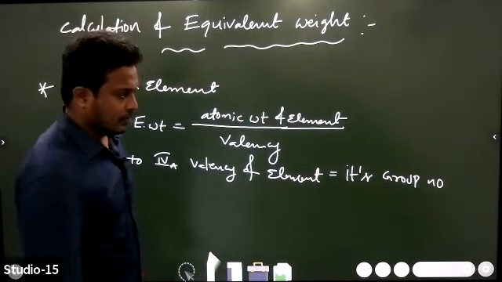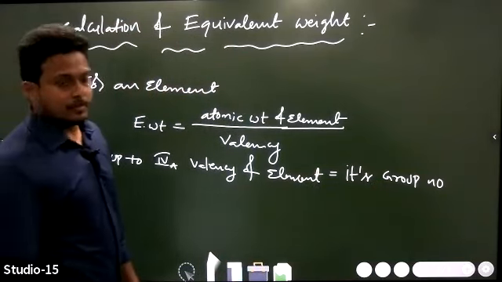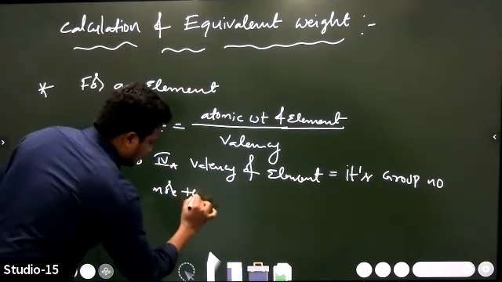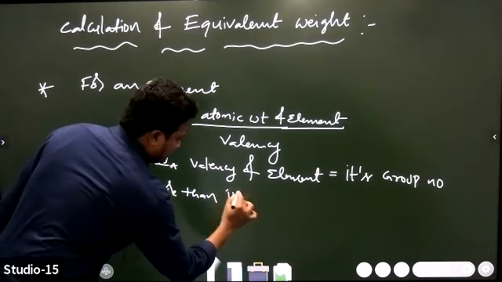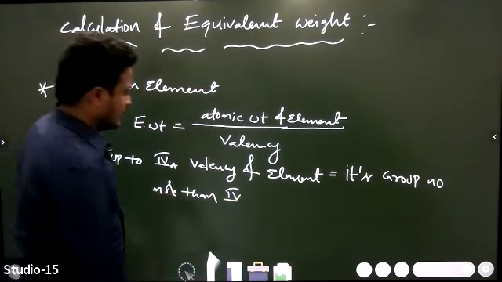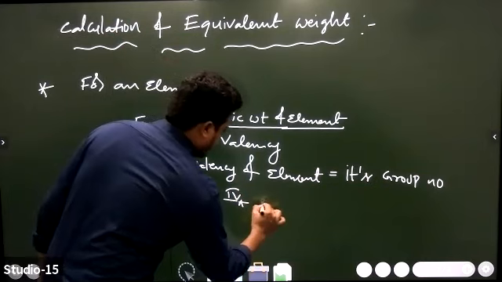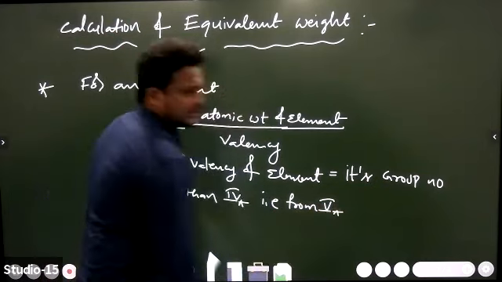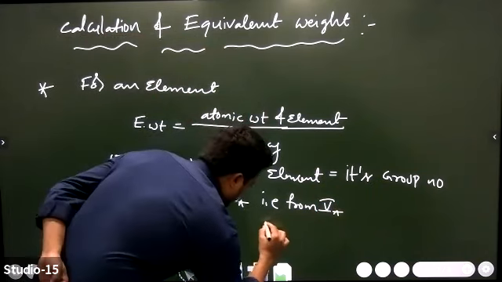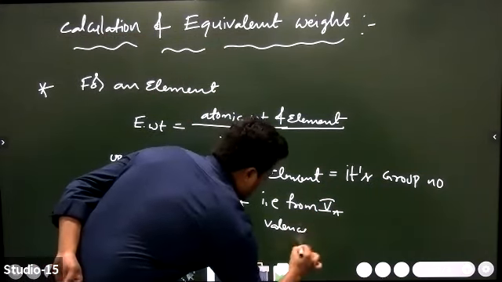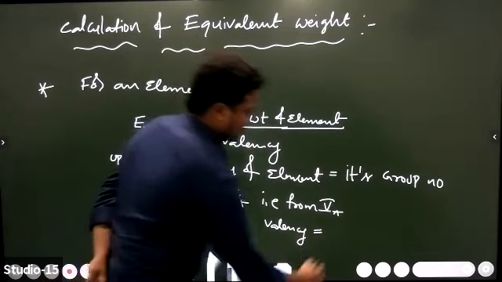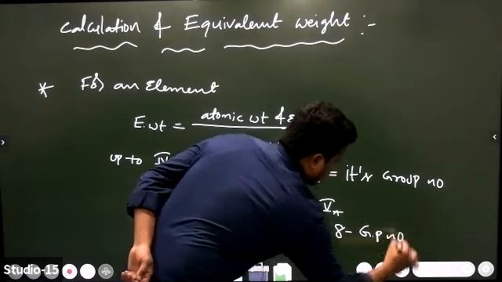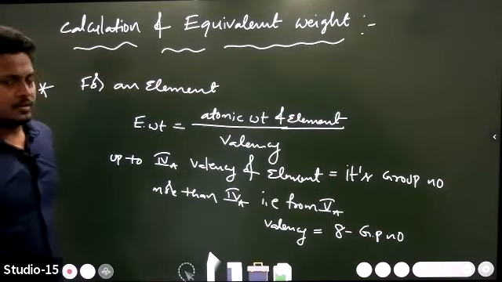Now for elements more than fourth A group, that is from fifth A group elements, valency is equal to 8 minus its group number. Copy up to here, Amma.